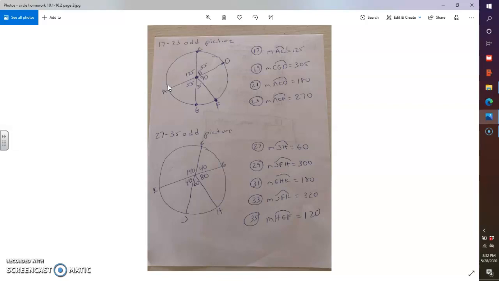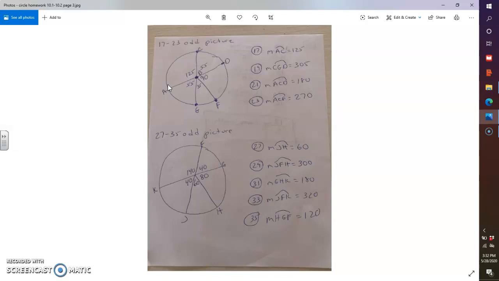CGD, I got to go in that order. C to G to D, so that's 125 and 55 and 35 and 90. That's 305. ACD, I got to go in that order. AC and D, 125 and 55 is 180. And then AC and F, I have to go in that order. 125 and 55 and 90 is 270.